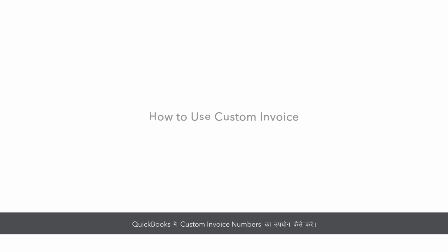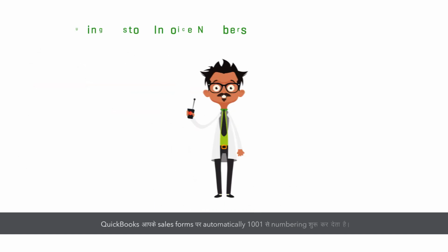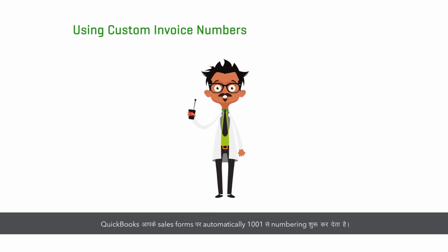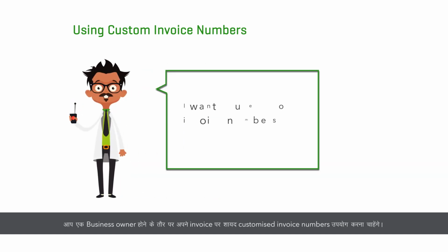How to use custom invoice numbers in QuickBooks. QuickBooks automatically assigns numbers to your sales forms starting with 1001. As a business owner who raises invoices to your customers, you may want to use customized invoice numbers to suit your needs. We've got you covered.